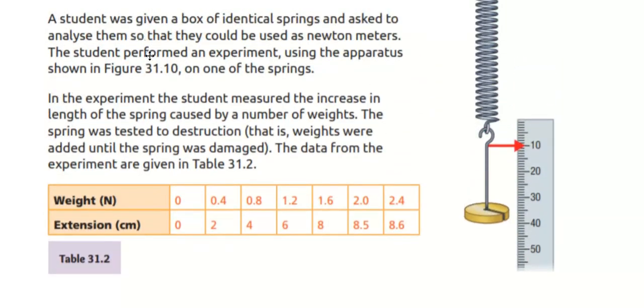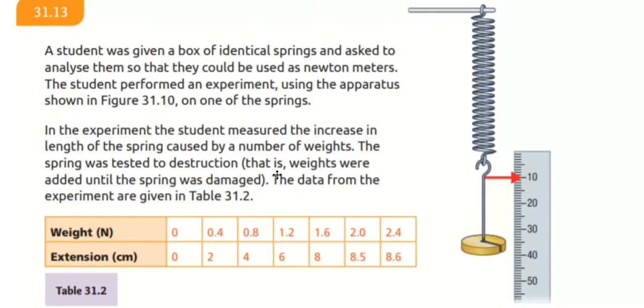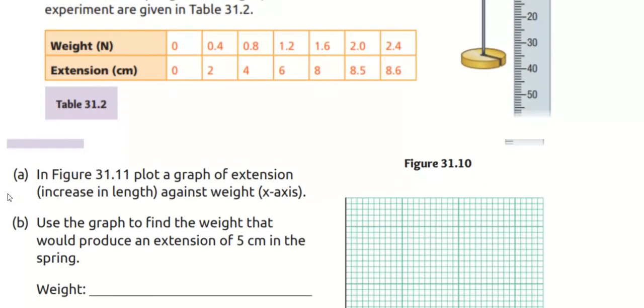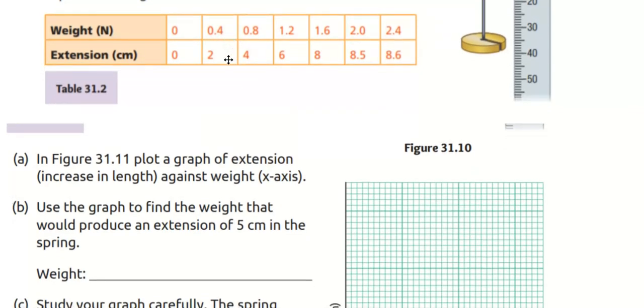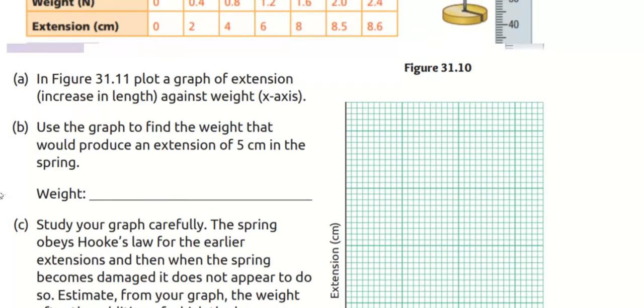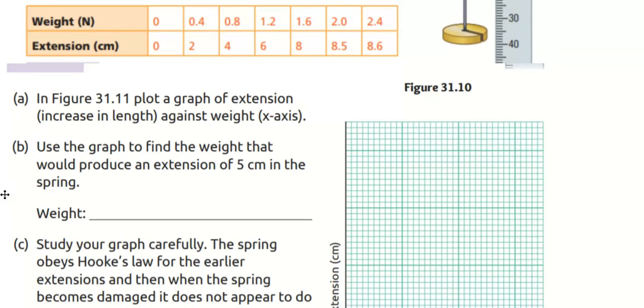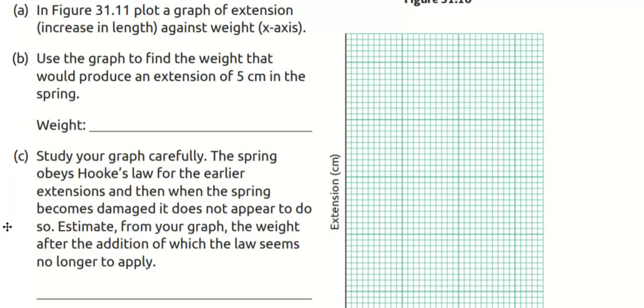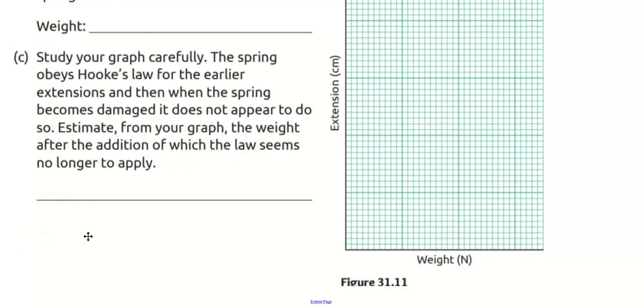So they did the experiment using weights, and here are my answers. A weight of 0.4 will give me an extension of 2, a weight of 0.8 will give me an extension of 4, a 1.2 will give me a 6, a 1.6 will give me 8, a 2.0 will give me 8.5, a 2.4 will give me 8.6. I'm going to use these figures to draw my graph. So I need to go from 0 to 2.4 up in 0.4s. Well, this is going to be fun.